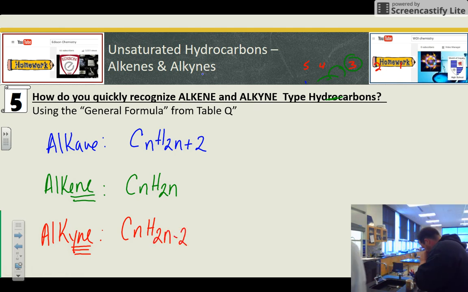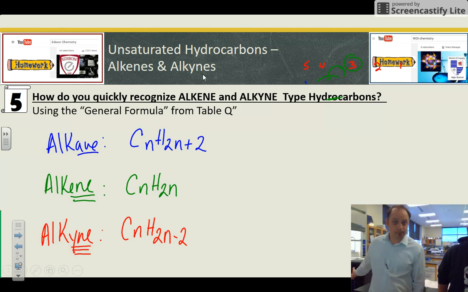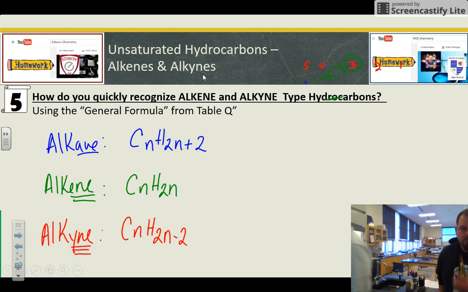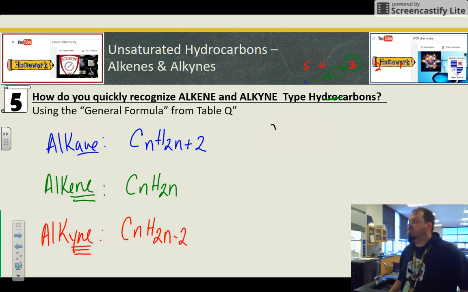So if you have just a generic hydrocarbon and you're not sure if it's an alkane, an alkene, or an alkyne, you count the carbons first like you always do. Yep. Then you apply one of these three formulas from table Q and see if the number of H's matches up, using the number N for the carbon. So for example, if I just want to do 6 carbons, I'm going to throw a hydrocarbon out here. Okay.